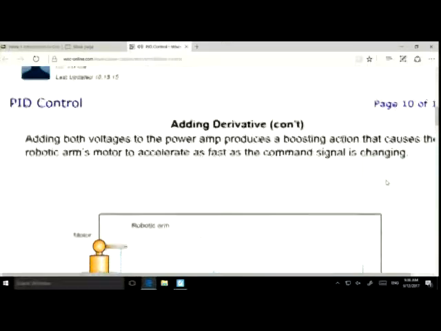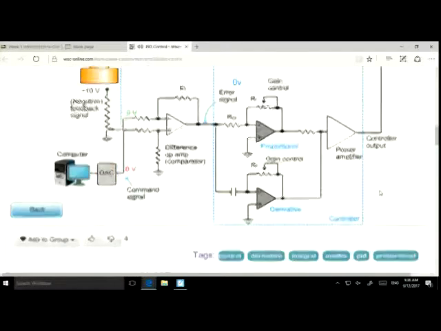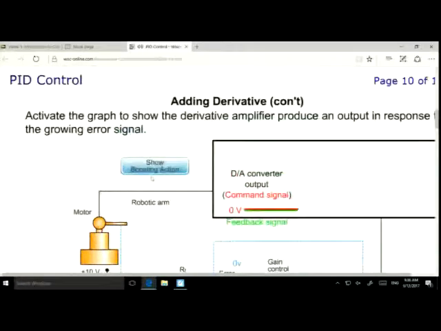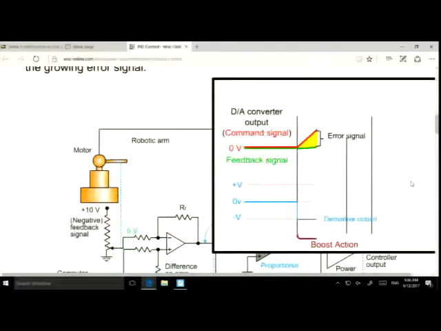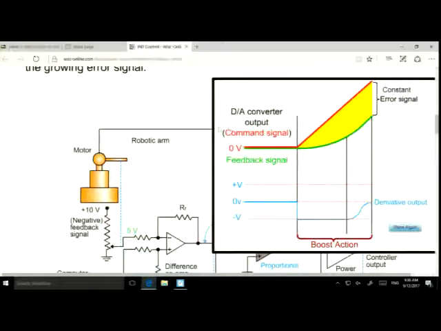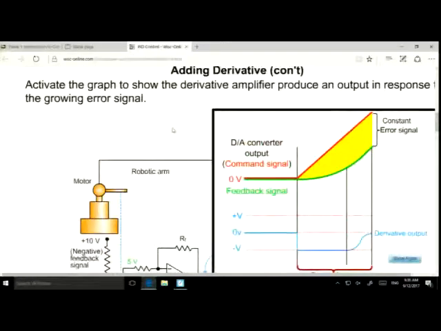Anyway, just let me see the effect of that. This bit's not very meaningful. I don't really understand what this is actually showing. It's showing what's actually happening at the comparator, but it's hard to relate that to real life. So I think we'll skip through that quite quickly.